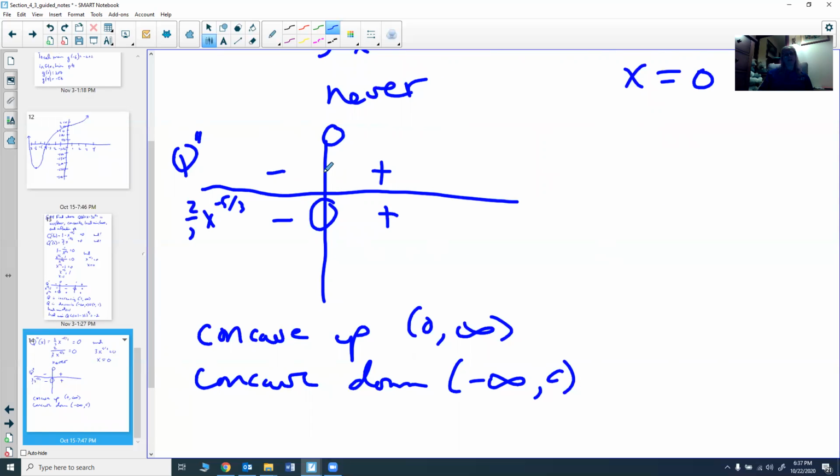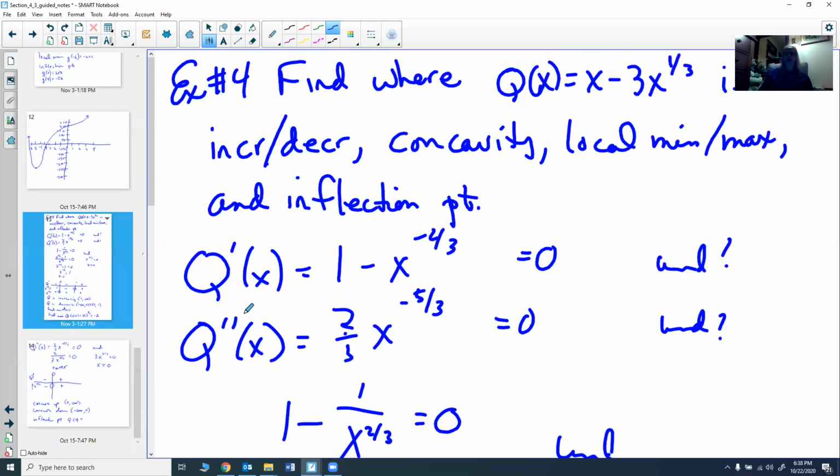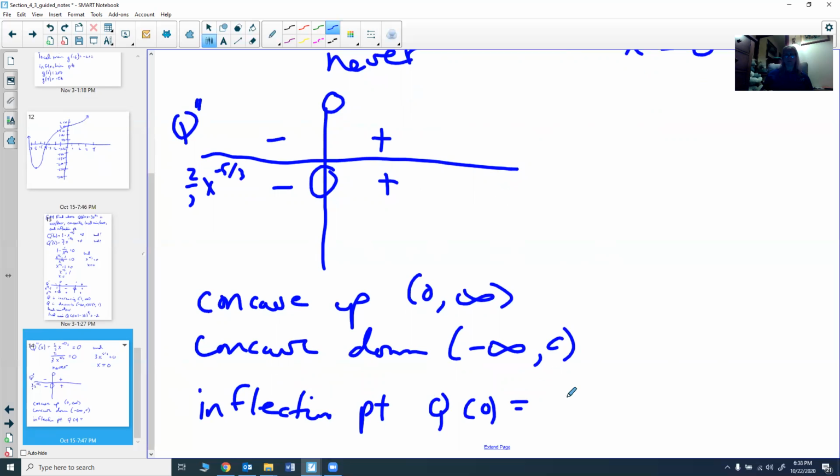We could think of having an inflection point there because we are changing concavity. So you could say we have an inflection point q of 0. Again, that is q. So you're going to go back to your original function. My original function was x minus 3x to the 1/3. So my inflection point would be 0 minus 3 times 0 to the 1/3. So my inflection point is the point 0, 0.